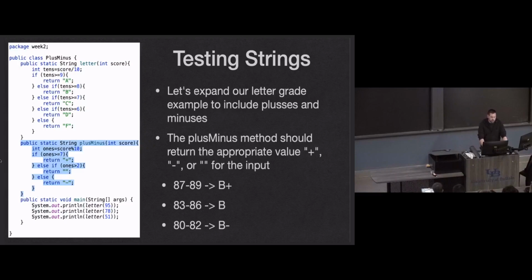So if your ones digit is greater than or equal to 7, so if you got a 7, 8, or 9, you're going to get a plus. If it's a 3, 4, 5, or 6, you're not going to get a modifier at all. And if it's a 0, 1, or 2, you'll get a minus modifier on your grade. So we can see in the B range what this is going to do, what we expect it to do. Of course, we want to test. And to start, we would just write our main method, give it a few inputs, and make sure we get our pluses and minuses.